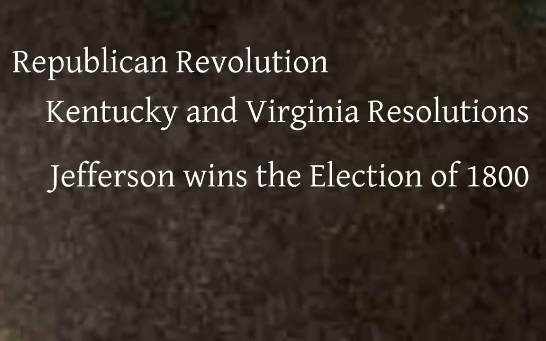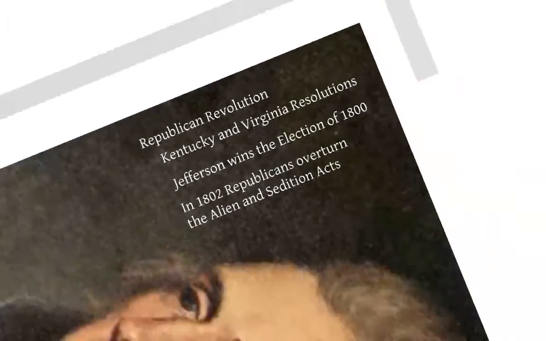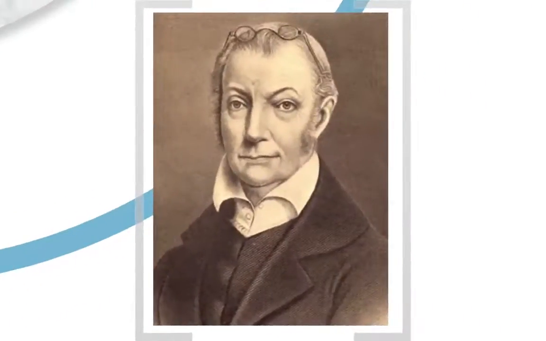Jefferson wins the election of 1800, as we just said, and becomes the new president. And by 1802, that Republican majority in Congress now has overturned the Alien and Sedition Acts. So this is a huge victory for Republicans and really has changed the politics of American government at the time.